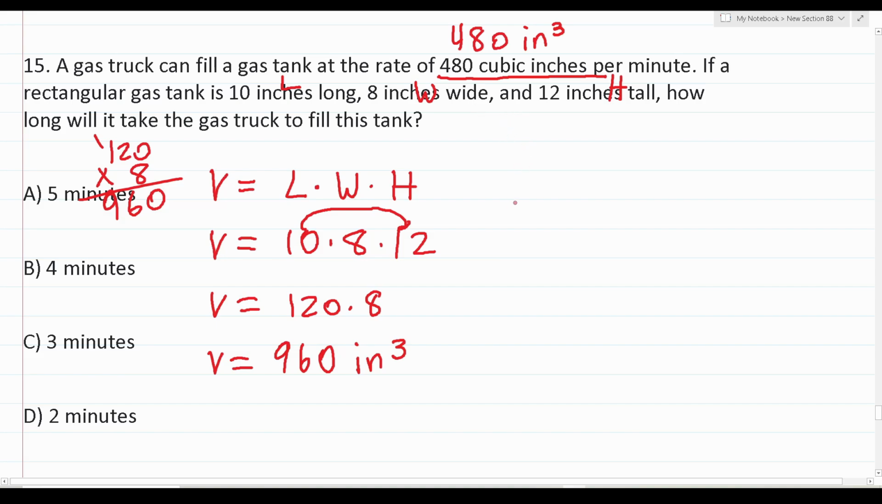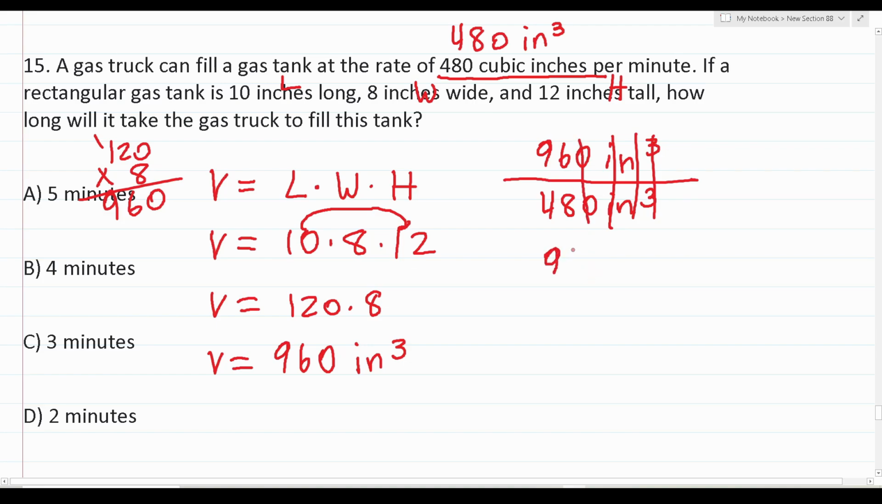All right, so let's figure out how long it's going to take this gas truck to fill up this gas tank. So we're going to do 960 cubic inches divided by the rate at which this gas truck fills up gas tanks, which is 480 cubic inches. And we can actually start crossing things out. First of all, these units get crossed out, and then we can cross out these corresponding zeros. So this becomes 96 over 48.